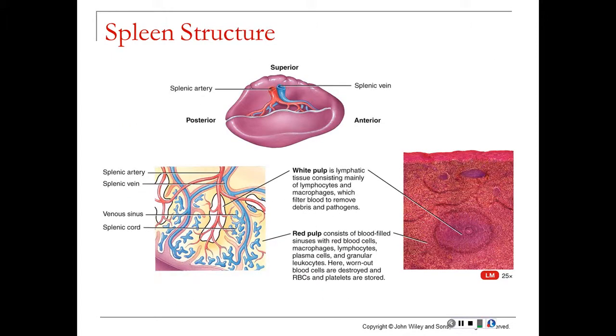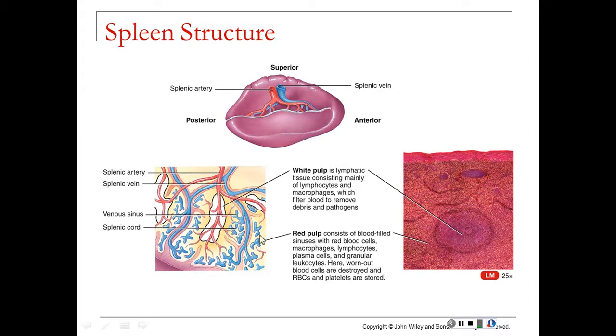Here you can see the structure of the spleen. You have an artery supplying the spleen, and then that artery, of course, is going to circulate blood through the spleen. The blood is going to drain out the splenic vein. Here you can see a more detailed image of the white pulp versus the red pulp. The white pulp is where all of those lymphocytes and macrophages are. They're going to filter some bad things out of the blood, any invaders, any debris, any pathogens.